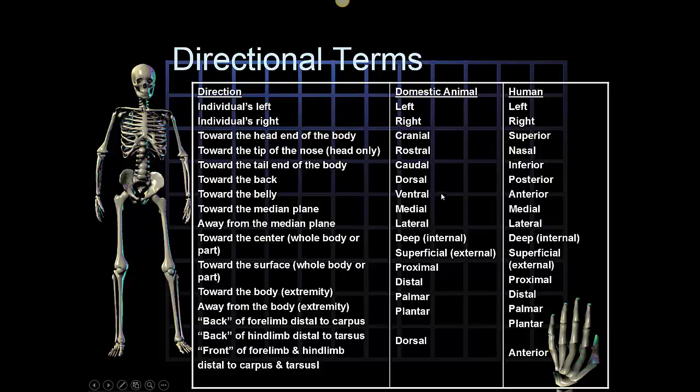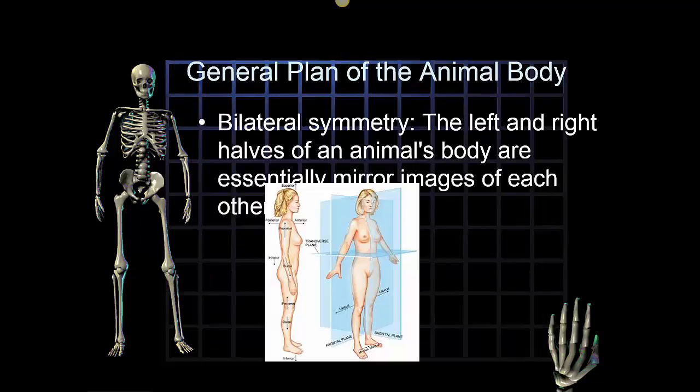So the human side is actually slowly coming over to what we use in veterinary medicine, where we're using proper Latin roots, and things like inferior and posterior are not actually proper Latin roots. One thing is the body has bilateral symmetry, so the left and right halves of an animal or a person are pretty much mirror images, and so this is actually fairly important.